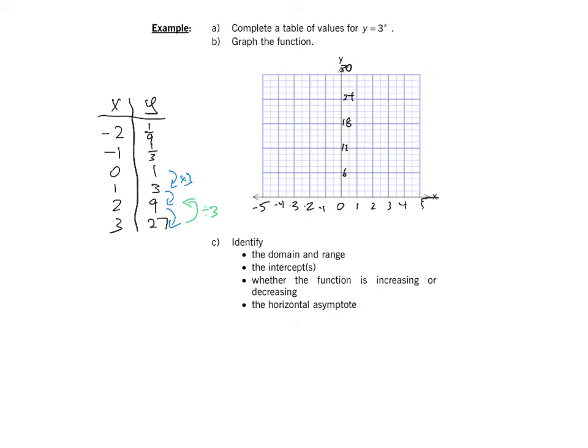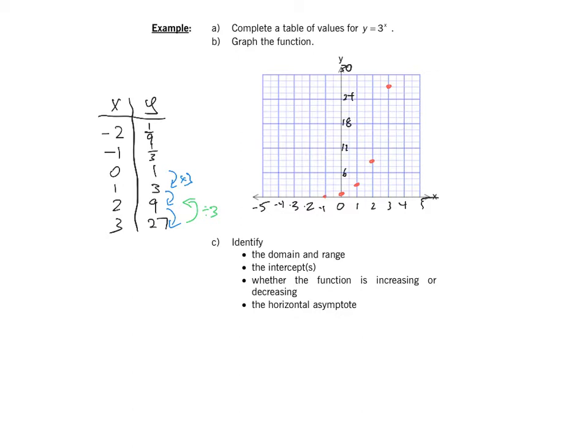0, 1, it's going to be that point right there. 1, 3 would be right here. 2, 9, right there. 3 and 27 would be up here. And then working backwards, -1 and a third. Good luck. It'd be like this.